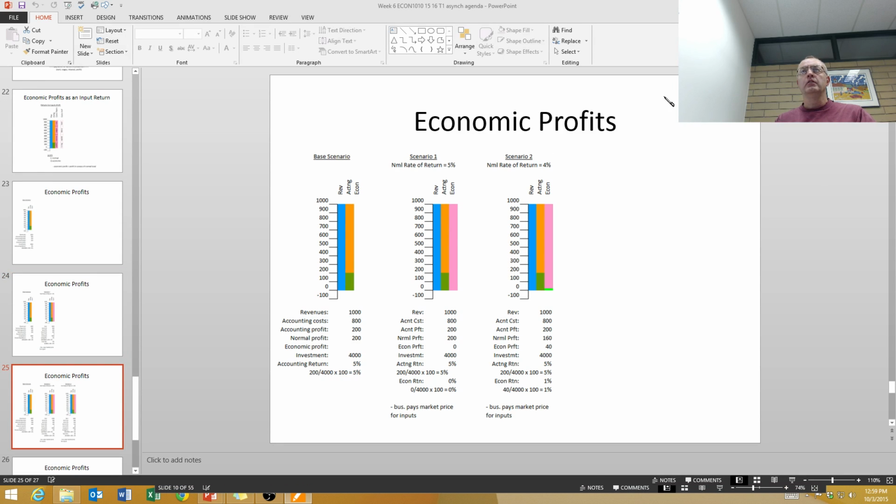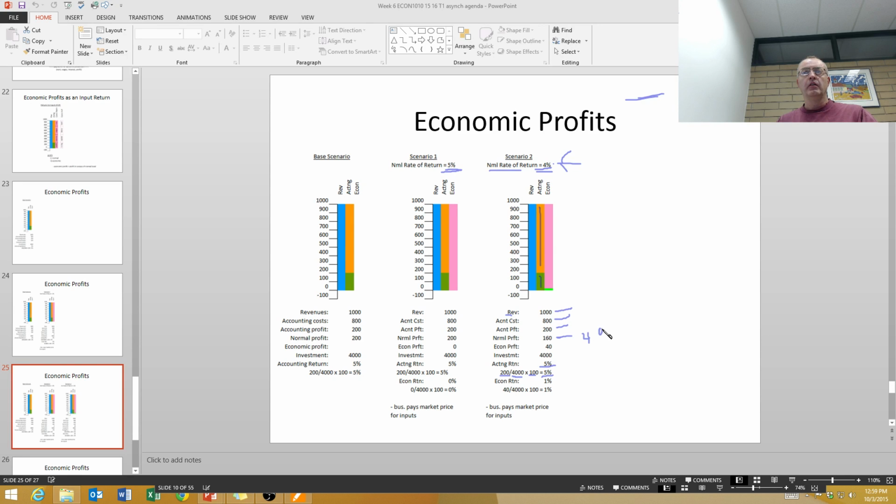Okay, so now we're going to say that in this particular industry, the normal rate of return is only 4%. In the last scenario, it was 5%. Now it's only 4%. So again, we have a business that's generating $1,000 in revenue per year. Its accounting costs are $800, same as before. The accounting profit is $200 per year, same as before. The accounting return is still 5%: $200 divided by the $4,000 investment times 100 equals 5%. But now we're saying that the industry standard return in this particular industry is only 4%. So 4% ends up being a return of only $160.